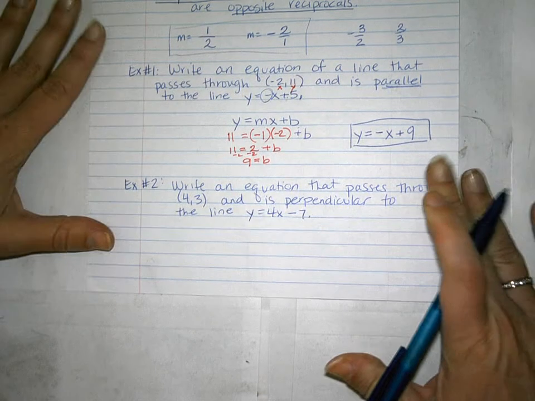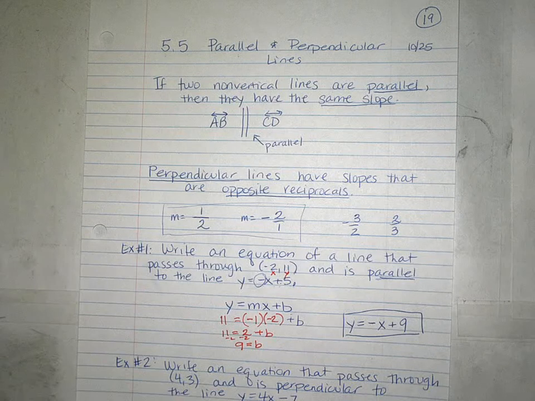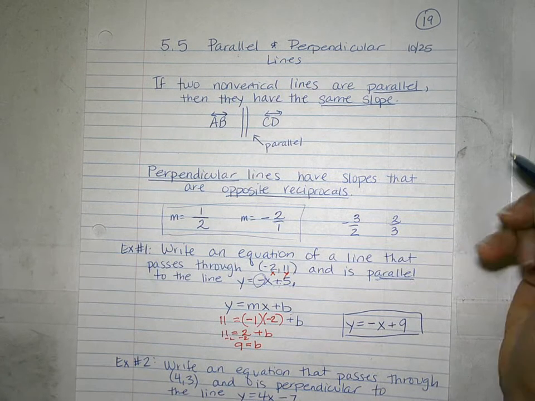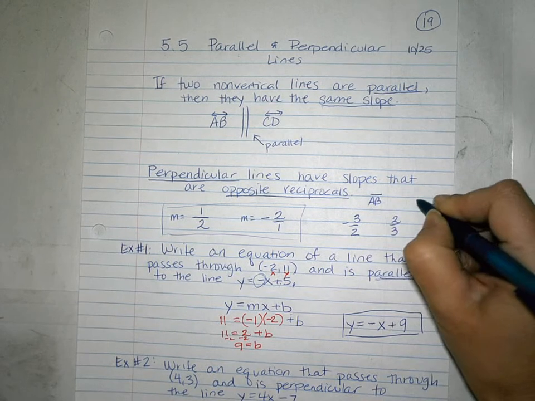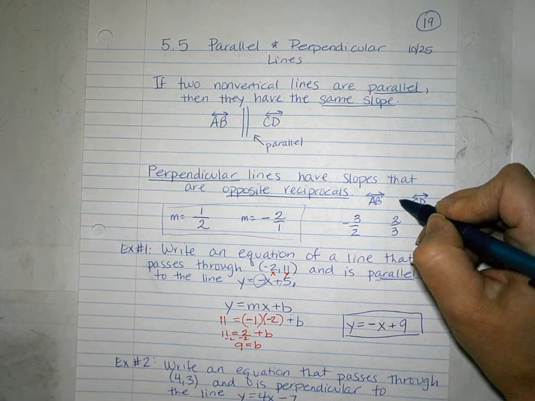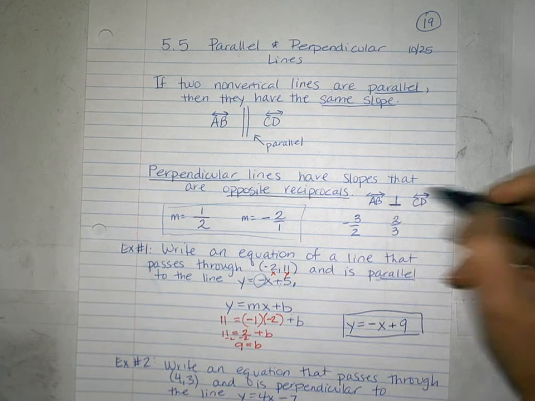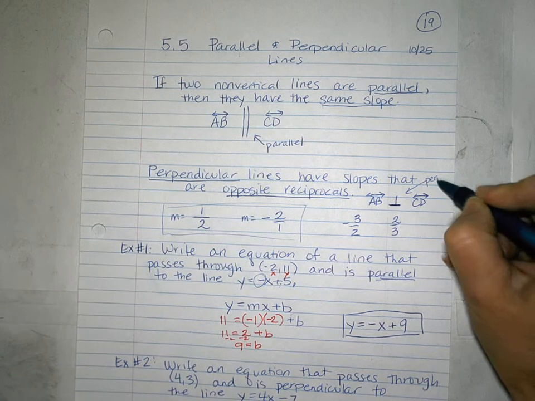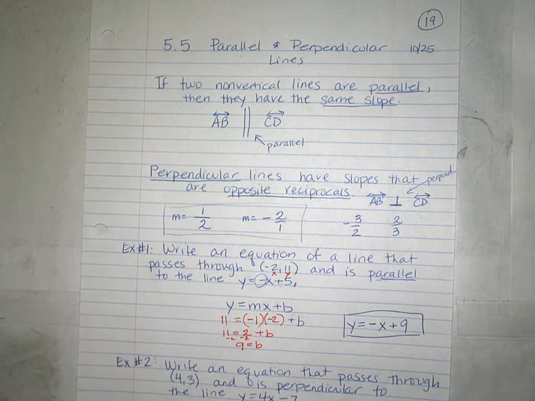I'm going to scoot right back up to the beginning to my perpendicular. I forgot to show you the symbol for perpendicular lines. So let's say I have the lines, I don't know, AB again, and I want to say that it's perpendicular to this line CD. The symbol for perpendicular, I don't know if anyone knows, is an upside down T. That symbol right there means perpendicular.